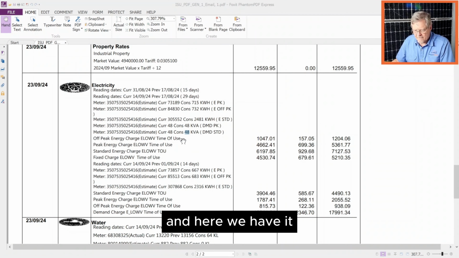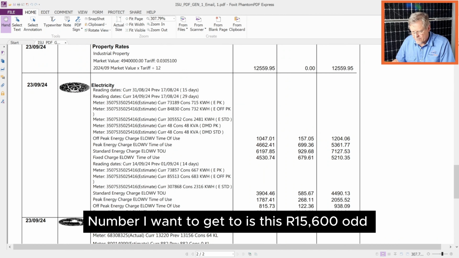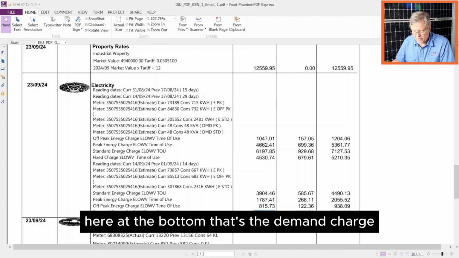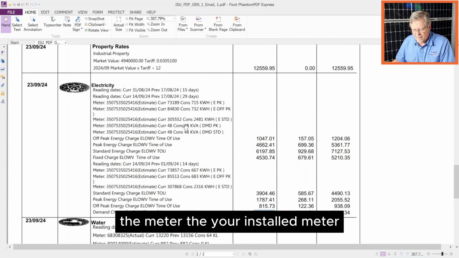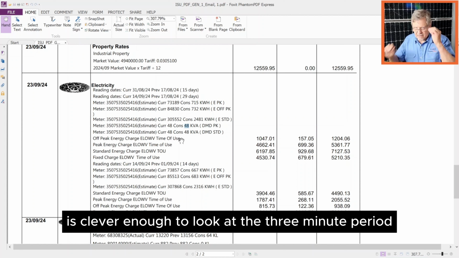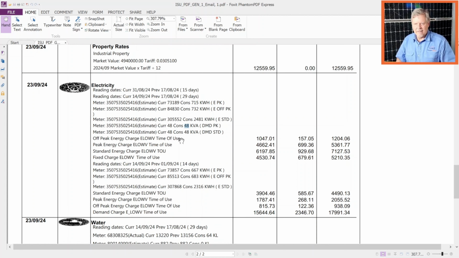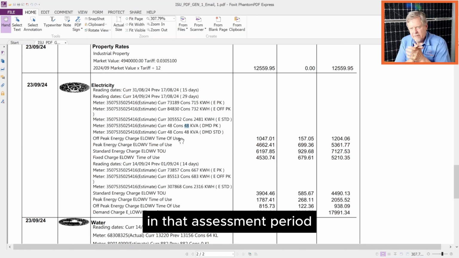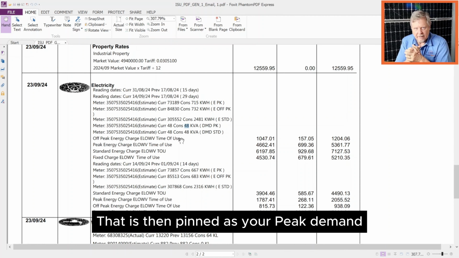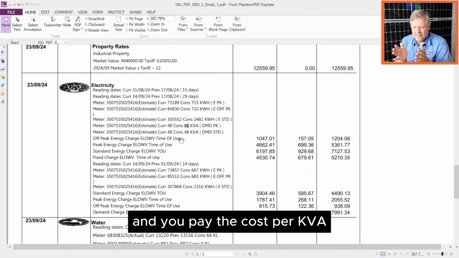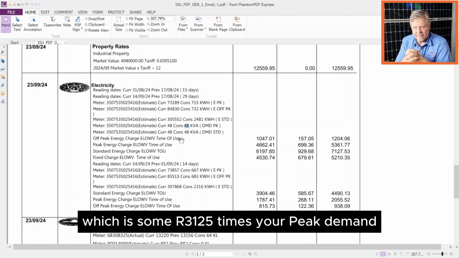And here we have it. The number I want to get to is this 15,600 odd rand here at the bottom. That's the demand charge. Again, just to recap, how does the demand charge work? The meter, your installed municipal meter, is clever enough to look at the 30-minute period in that assessment period during which your demand was the highest. That is then pinned as your peak demand, and you pay the cost per kVA, which is some 325 rand odd, times your peak demand.